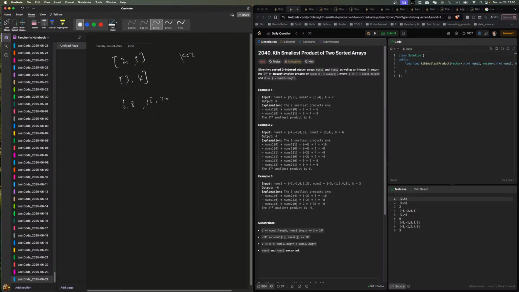But the question is, this 3 times 5 and 2 times 4, one of them may be bigger than the other, so it's really hard to say. Plus, you also have negatives to play with, so it's even harder to deal with. Oh, that is an interesting question. Huh. Kth smallest product.